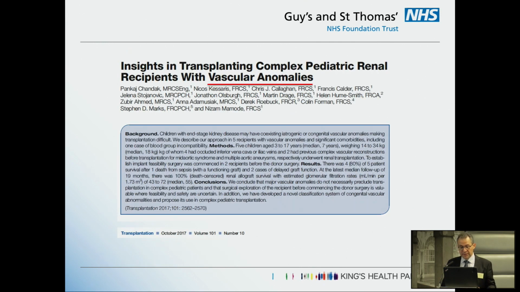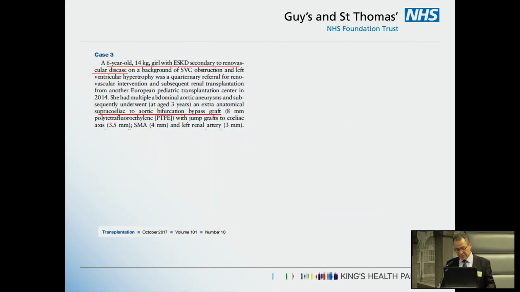So when you get these cases, again, there's a lot of multidisciplinary approach to it. We wrote up a few of the difficult vascular cases we did here in this paper. This particular child came from Europe, actually.